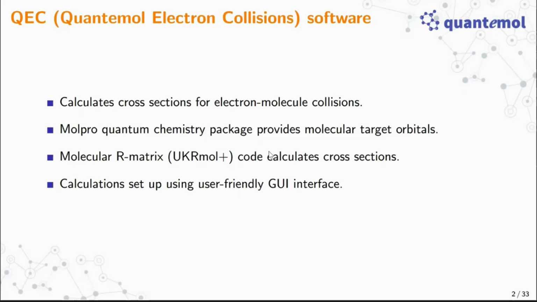software. We'll calculate cross-sections for electron-molecule collisions. And what the software does is that it interfaces with two main codes. First of all, MolPro, a quantum chemistry package, which provides a variety of information for our codes, including target orbitals and other things. The information that it provides is then fed into the molecular R-matrix suite of codes, UKRmol+, which ultimately calculates the cross-sections.